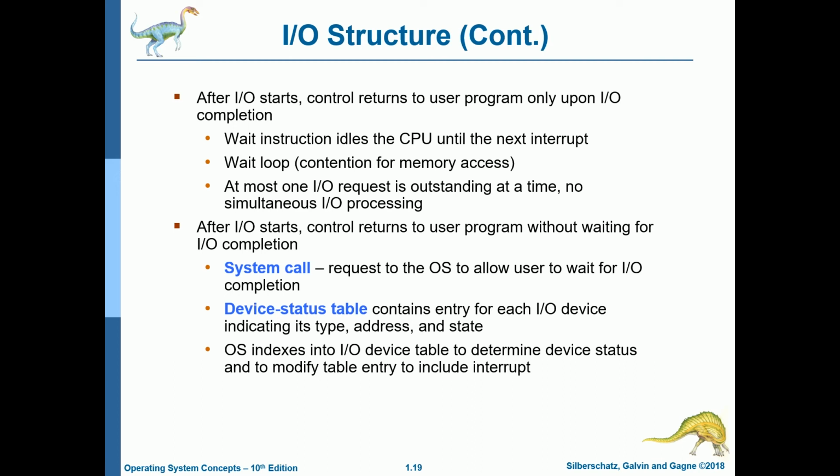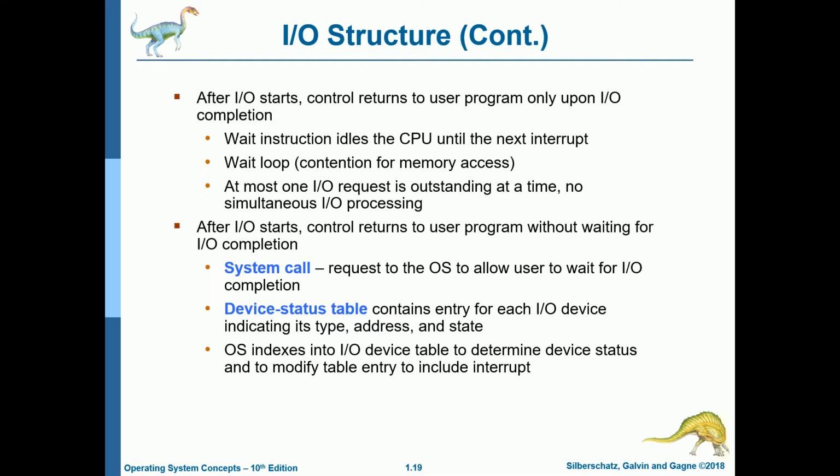Looking into this a little further, if we take the stance that we return control to the program only after the I/O has completed, first we've got to send a wait instruction that idles the CPU until the next interrupt. Then we continue to loop and wait. After that, at most one I/O request is outstanding at a time and no simultaneous I/O processes can happen.